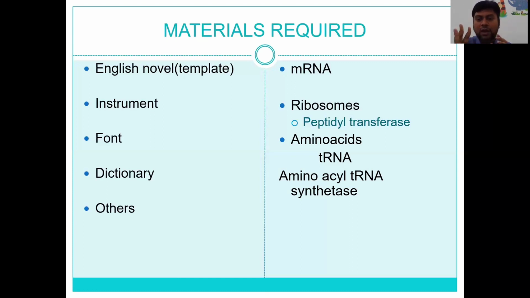For each codon, what is the corresponding amino acid you will get from the dictionary called the genetic code. Normally we have 64 codons. Out of the 64, 61 code for amino acids, whereas the remaining 3 code for termination, for stopping the process, which are nothing but UAG, UGA, and UAA. So these are the 3 stop codons or terminator codons.